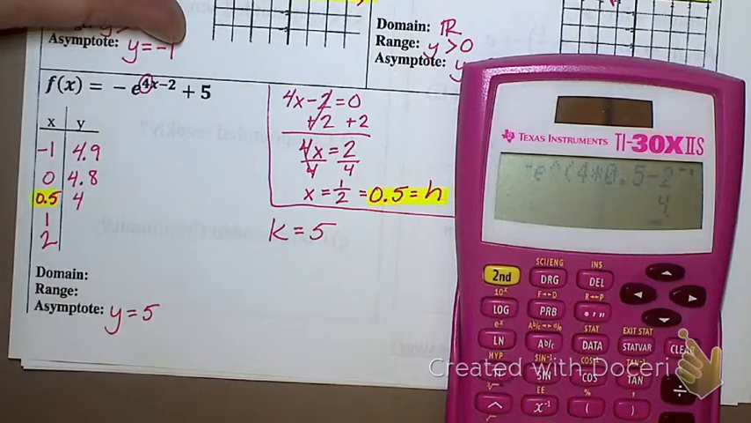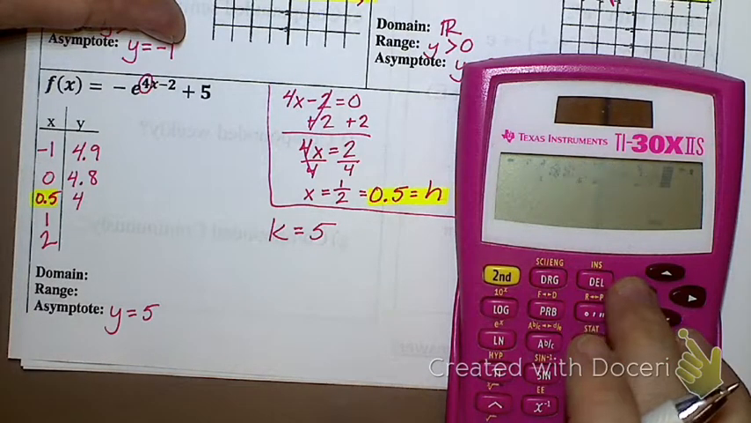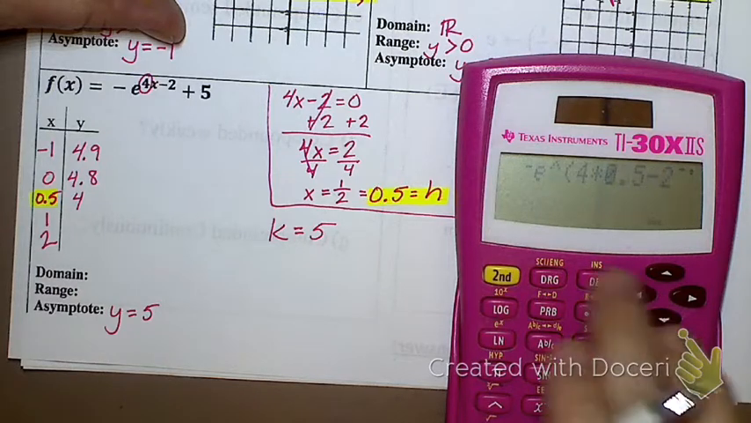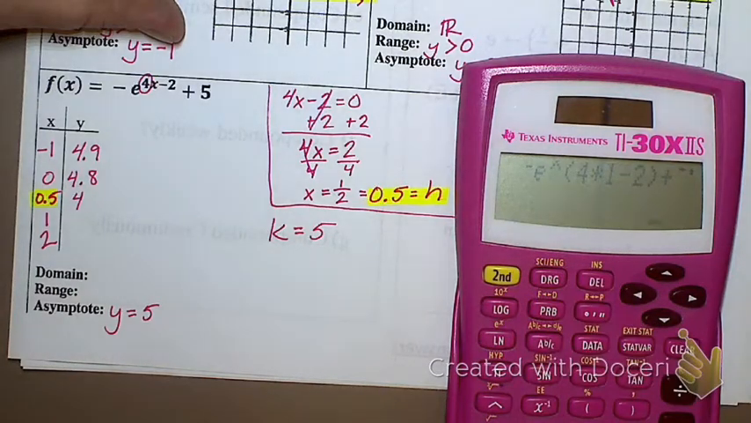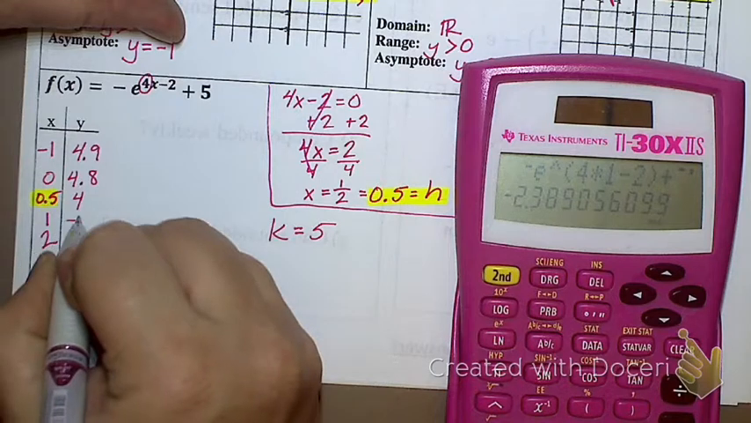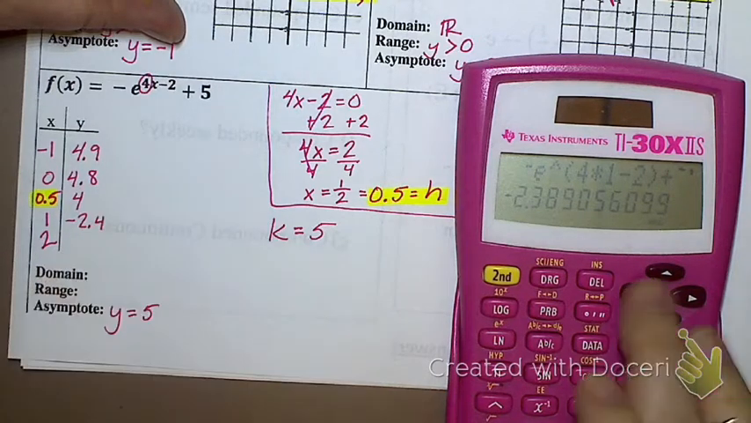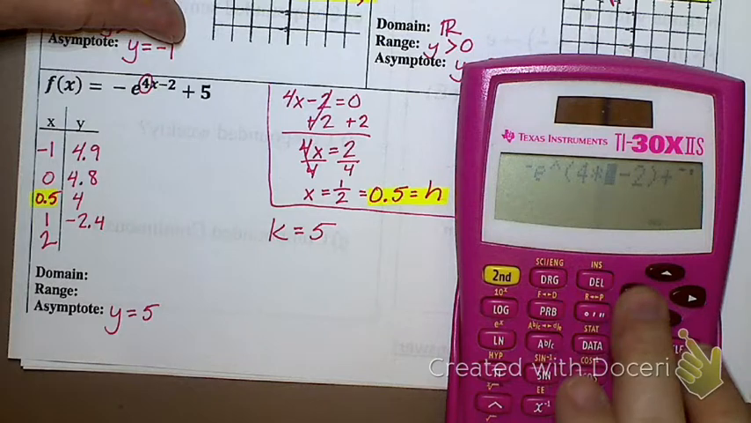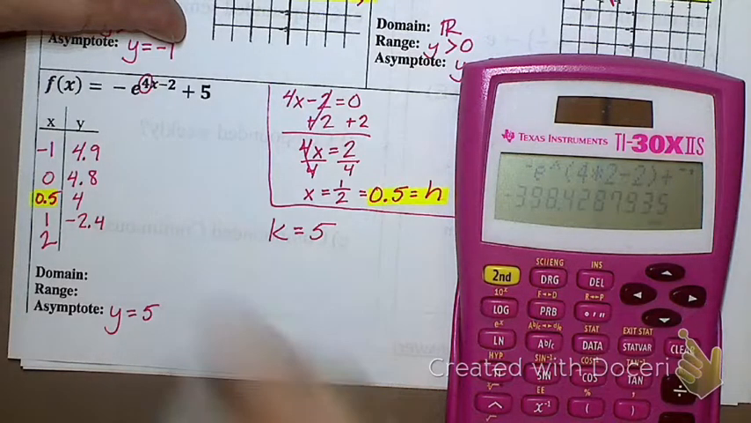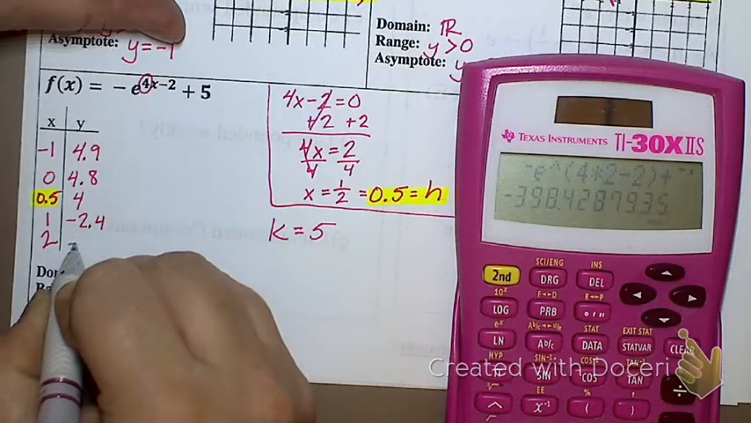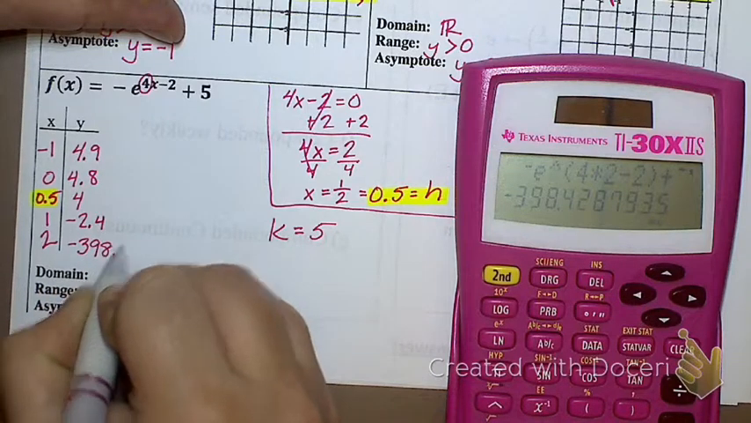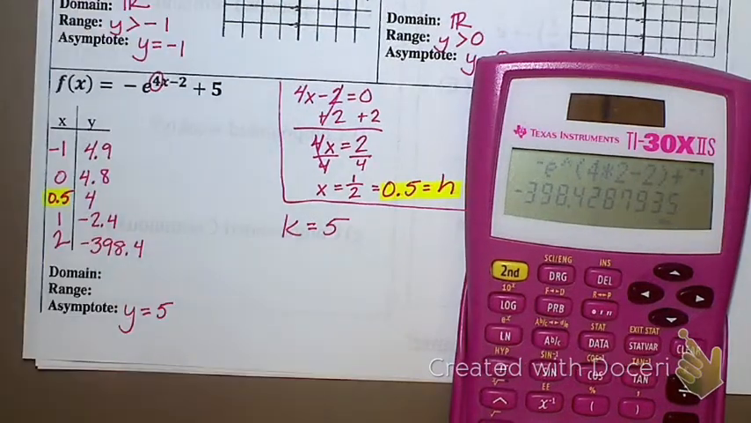And I get 4. Now I'm going to arrow back and delete a couple digits because I need a 1. And I have -2.38. I'm going to call that -2.4. And then finally change it to a 2. And I get -398.4. Remember how I said E can give you big numbers? How's -398.4 for you? That's a pretty big number, isn't it? Clearly that's not going to fit on my graph.